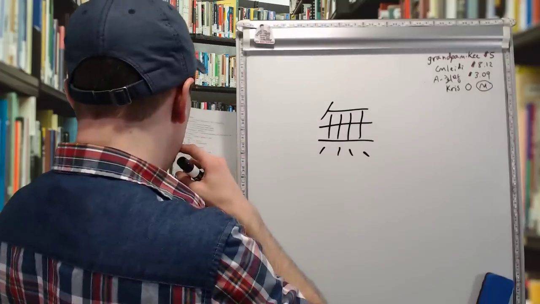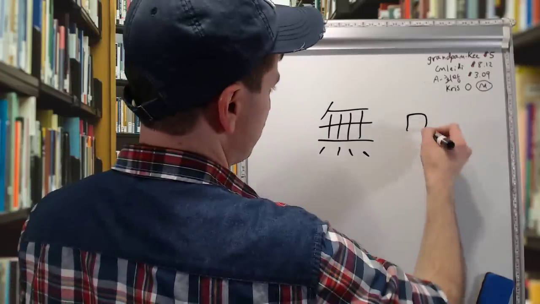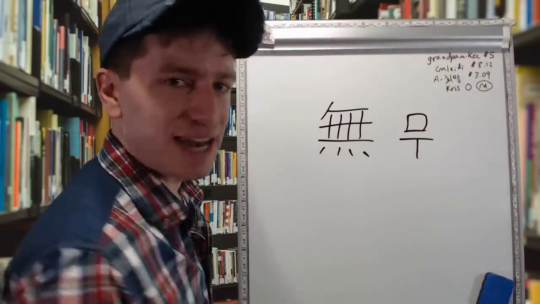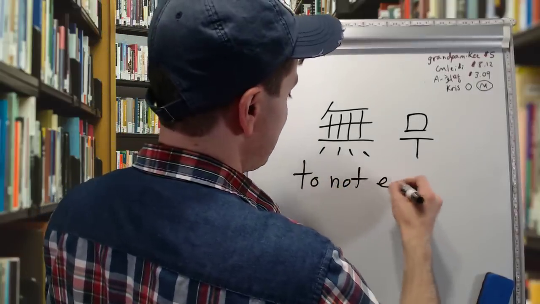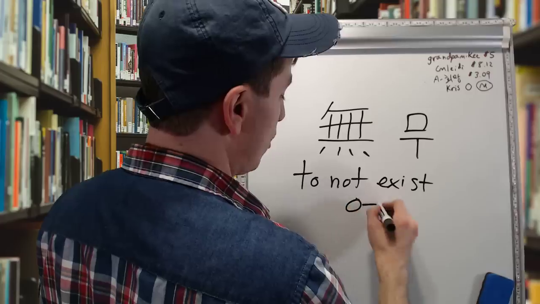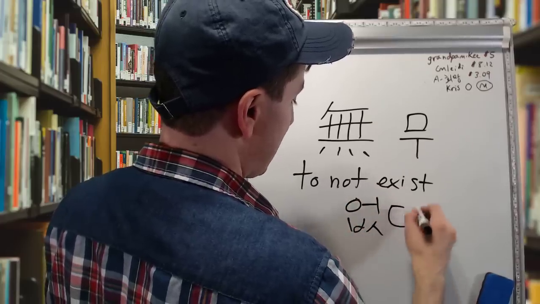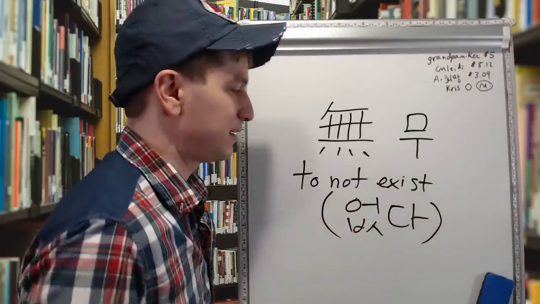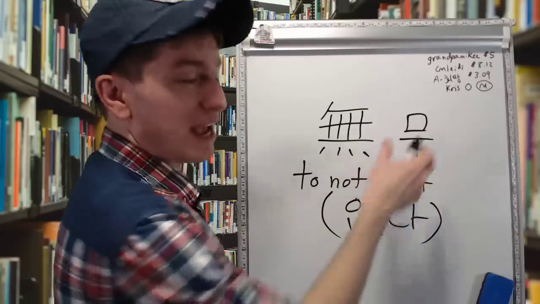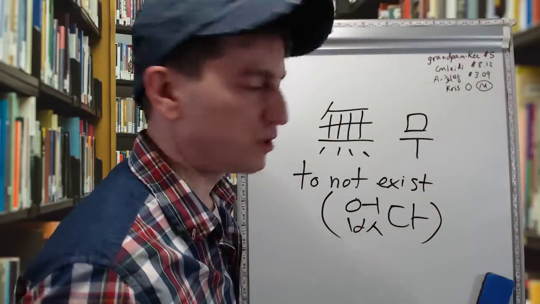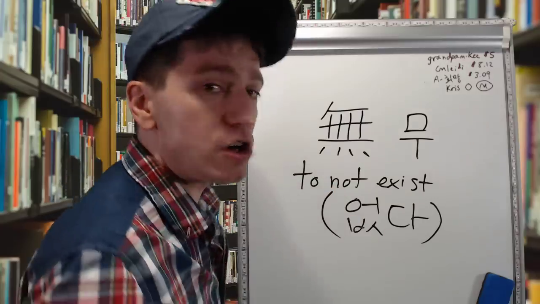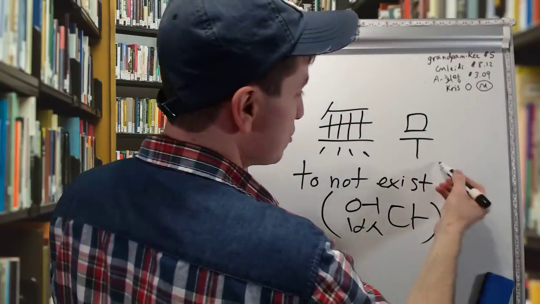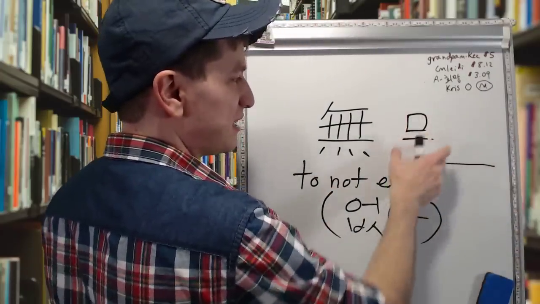Okay, this one is mu, and it means to not exist. In Korean, they also have a verb that means to not exist, and that's 없다. 없다. To not exist. This is read as mu, as in there is none of it. Now, a lot of words might start with mu. If a word starts with mu, it means this is non-existent.